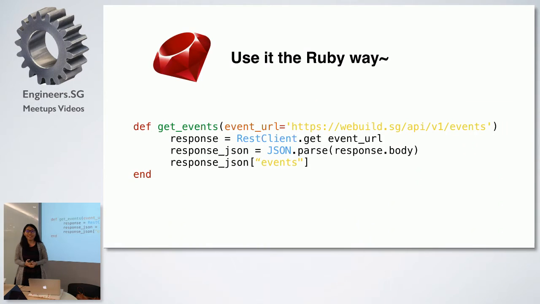So since today the theme is Ruby, I will have to show some code. This is just a very simple code to actually call the API. What I use is a Ruby gem called Rest Client, and then I put get. This is a WeBuild API that helps us retrieve a list of upcoming events, technical talks, technical events. After that, I turn it into data.